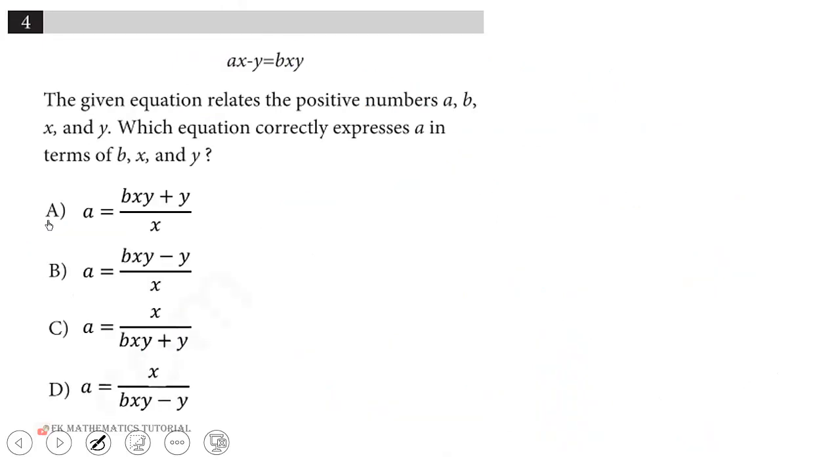ax minus y equals bxy. The given equation relates the positive numbers a, b, x, and y. Which equation correctly expresses a in terms of b, x, and y? So in other words, we are making a the subject. So to make a the subject, you add y to both sides of the equation. So we have ax minus y plus y is equal to bxy plus y.